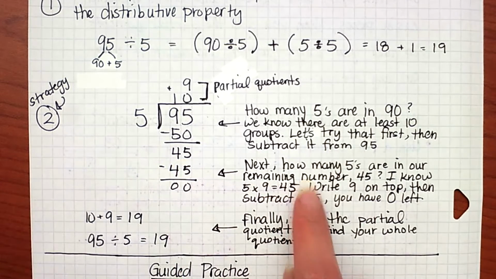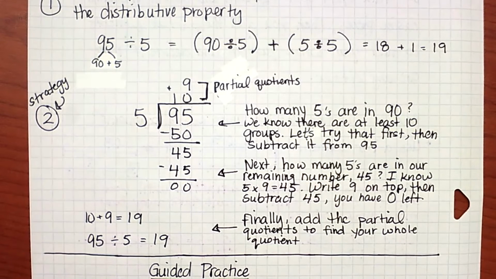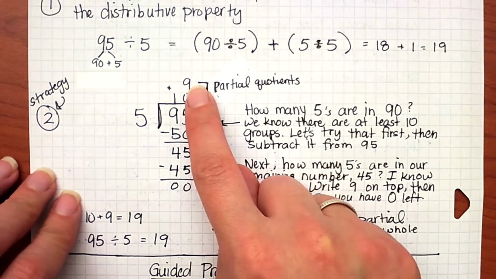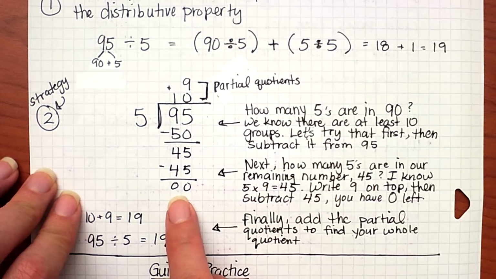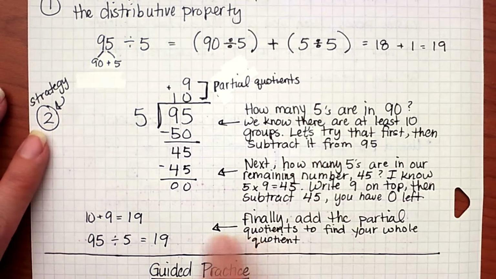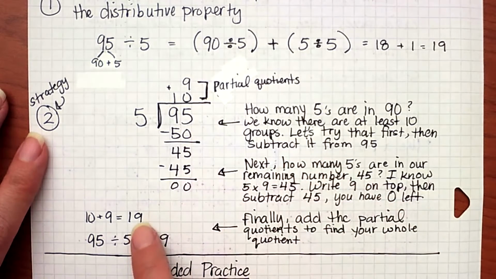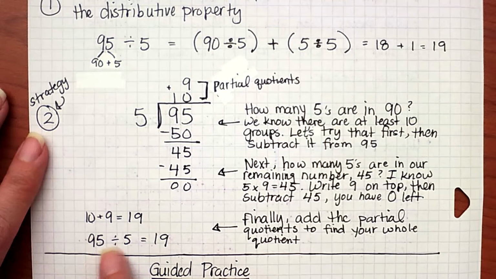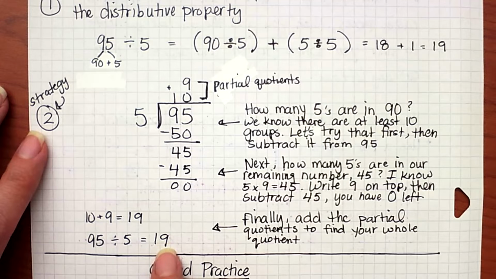Next, I need to stop and think, how many 5s are there in 45? Well, I know that 9 times 5 is 45. So I'm going to put my 9 up on top. I'm going to subtract the 45, and here you can see that I have 0 left. And finally, my last step is I'm going to add my partial quotients together. I'm going to add that 10 and that 9 together to get 19. And that tells me that 95 divided by 5 is going to give me 19. Now, again, to check your work, do the inverse operation, do the opposite. 19 times 5, if that gives you 95, then you know you're correct.